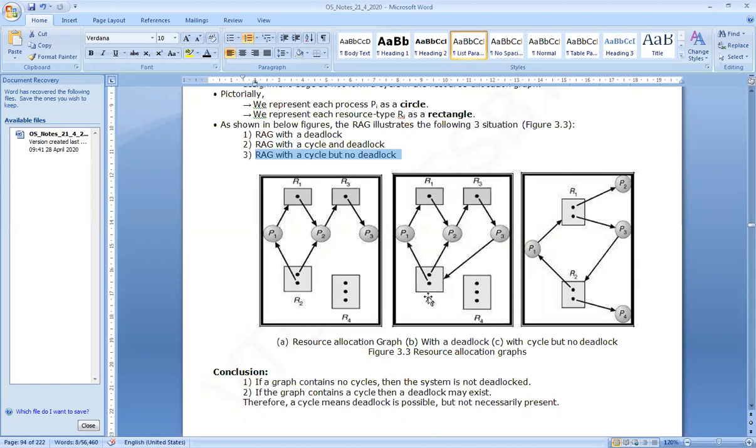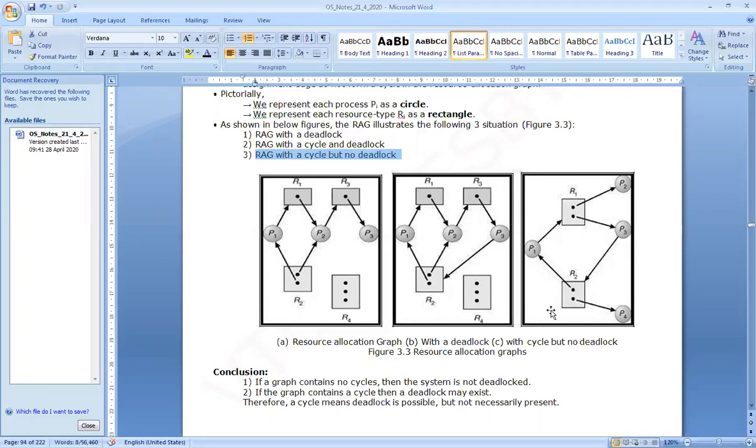So if there is a cycle, we can expect there is a deadlock, but we can't say that only because of a cycle there is a deadlock. There may be a deadlock, there may not be a deadlock. So that is also there. Like this, we have one more example, and let us see the last example.